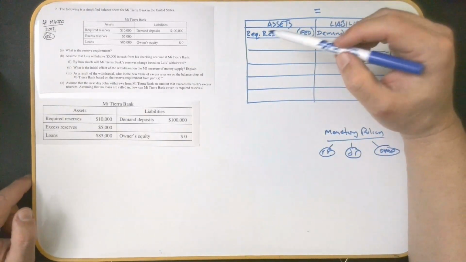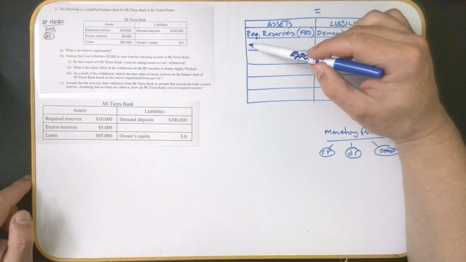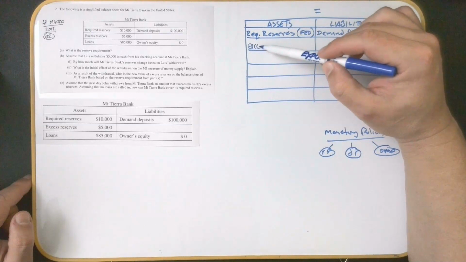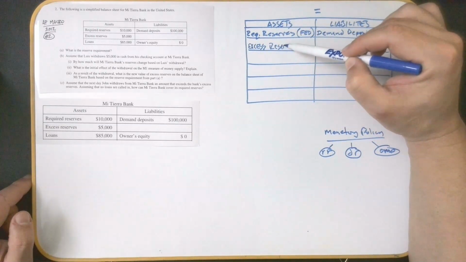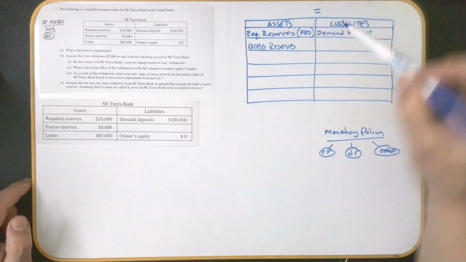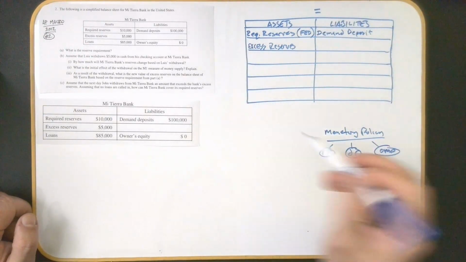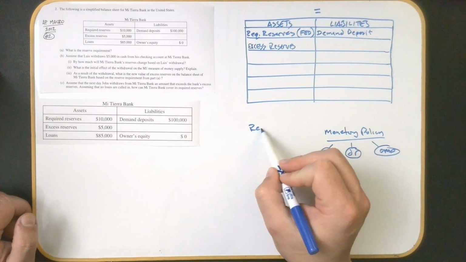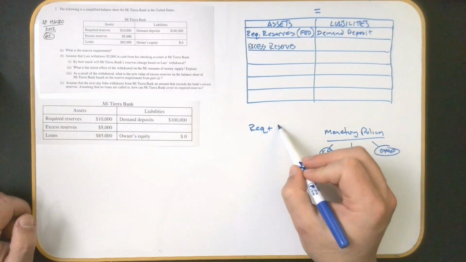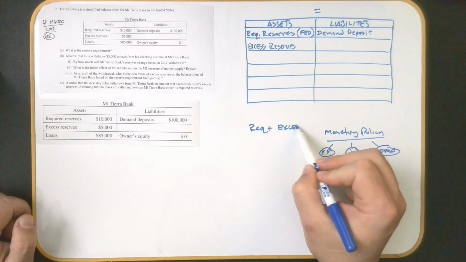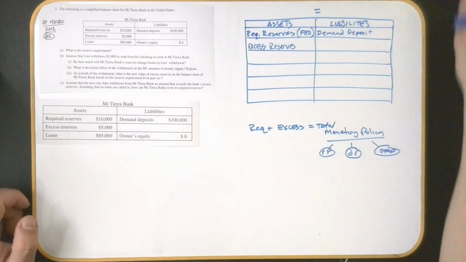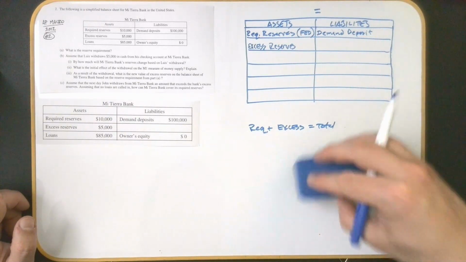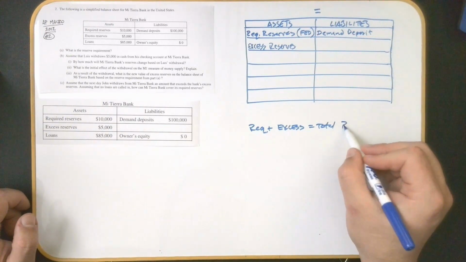So required reserves will be on there. And the other thing you're always going to see is excess reserves. You want to make sure you understand the difference between these two things. The sum of required plus excess reserves is going to equal total reserves.